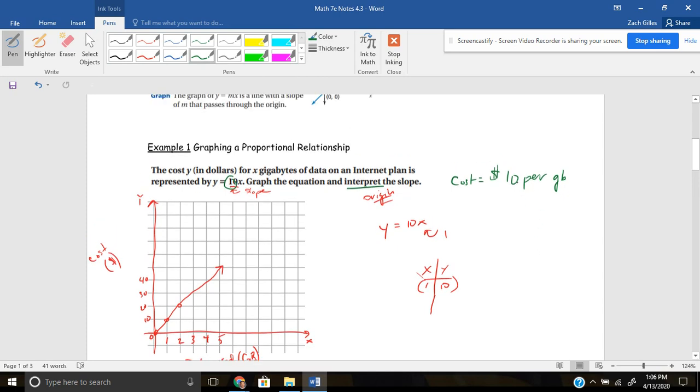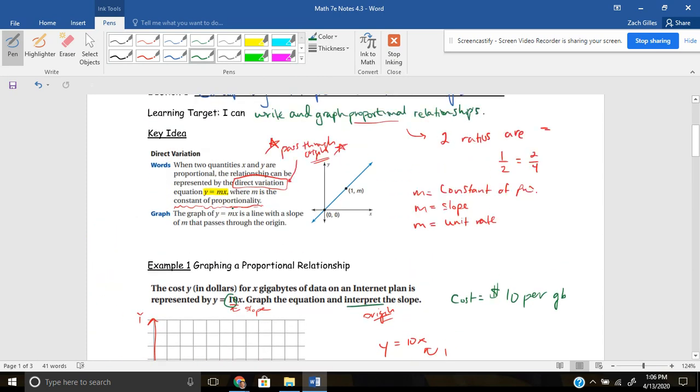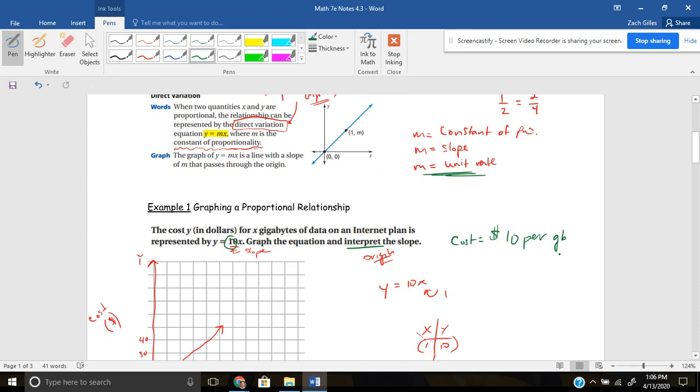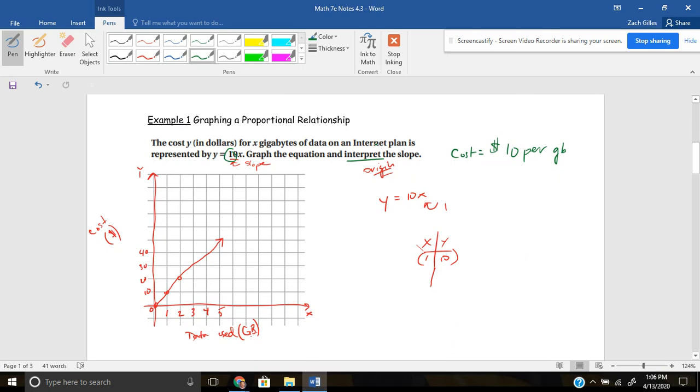Remember in the previous example where I said your m, or your constant of proportionality, can also be thought about as a unit rate. Well, for every 1 gigabyte that we use, it costs $10. That's what it means when it says interpret the slope. It means, what does this 10 actually mean in the context of the problem? It means that it costs $10 for every 1 gigabyte that we use.